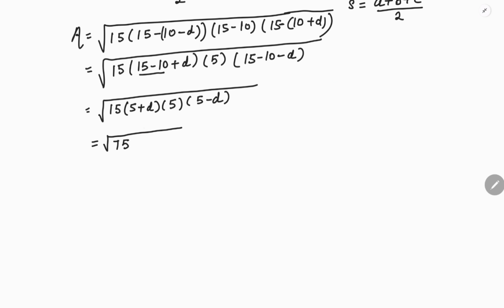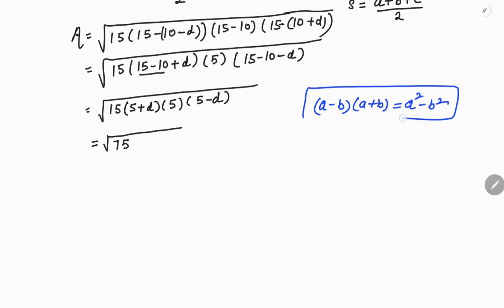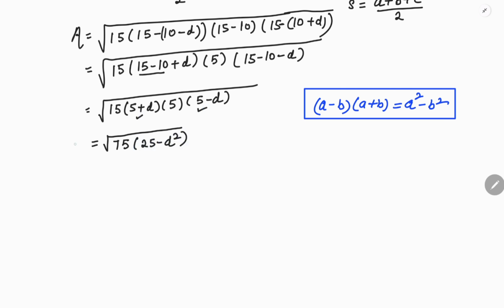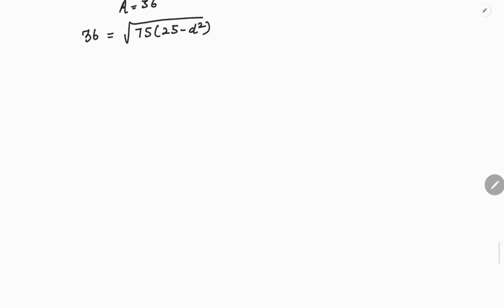And do you know this formula, that (a minus b)(a plus b) is equal to a square minus b square? So here we will get the two terms 5 minus d and 5 plus d, which will become 25 minus d square. Now we know that the area is 36. So we will just substitute the value: 36 is equal to the square root of 75 times (25 minus d square). And now we will solve this to find the value of d.